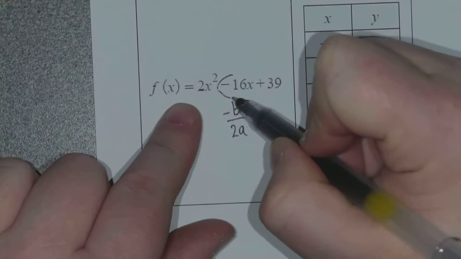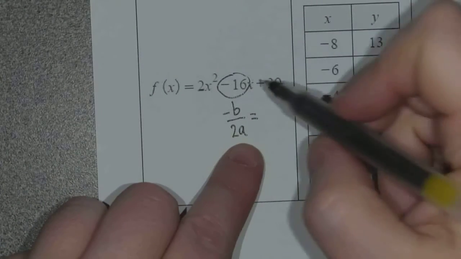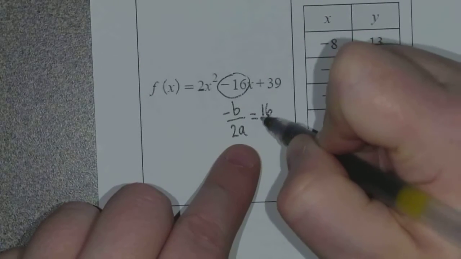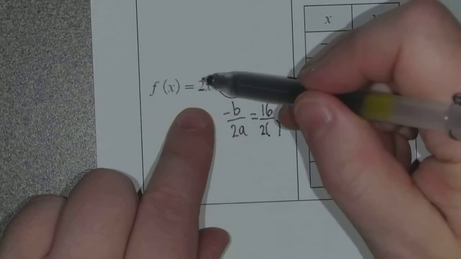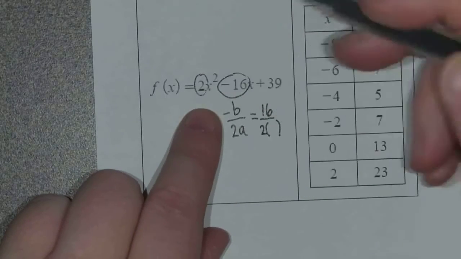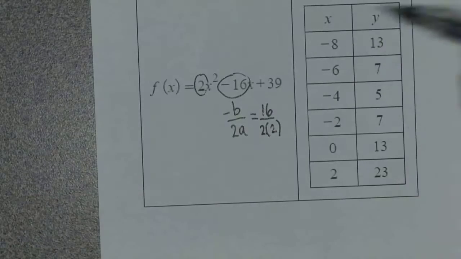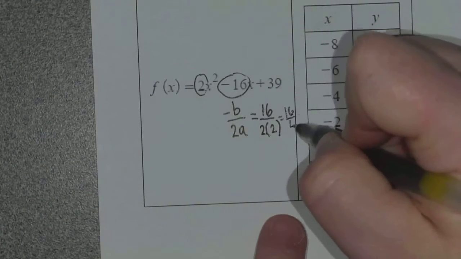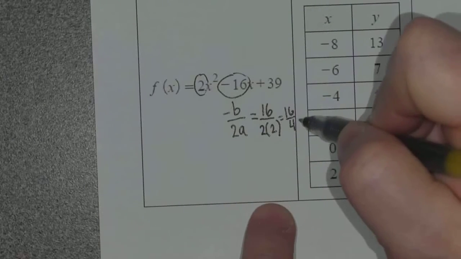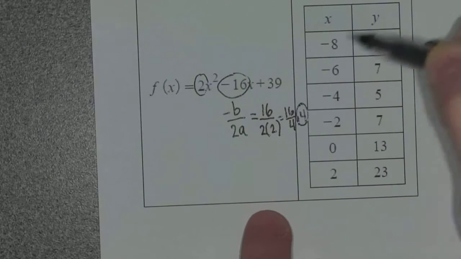This is my b value. The opposite of a -16 would be a +16. And then I'd have 2 times my a value. And what's my a value? It's 2. So I'd have 16 over 4. So my value is 4.